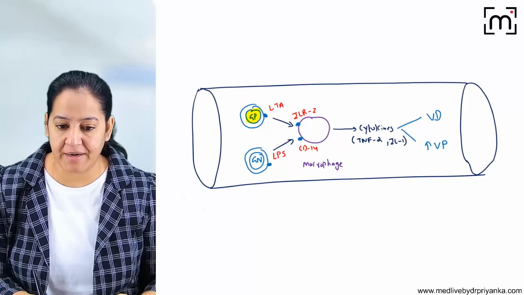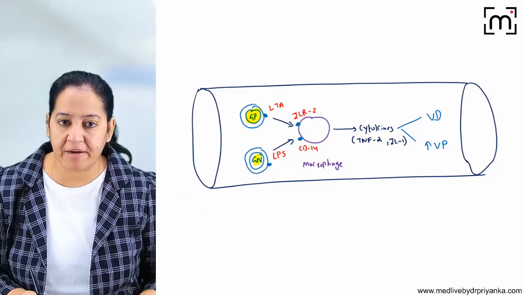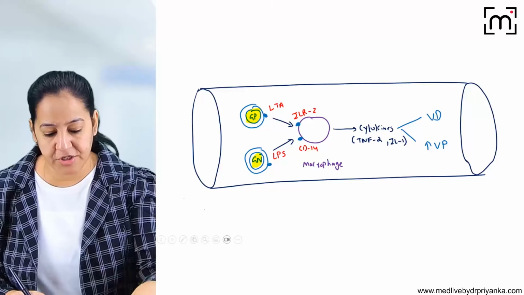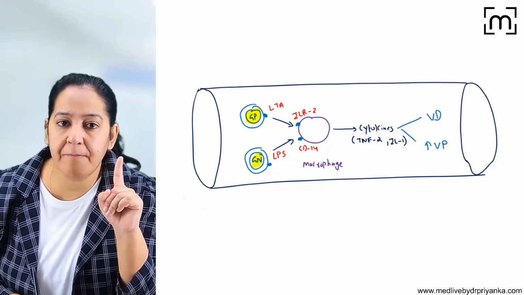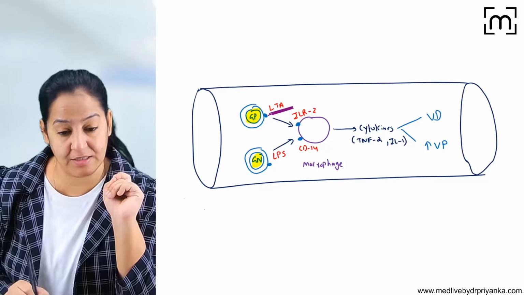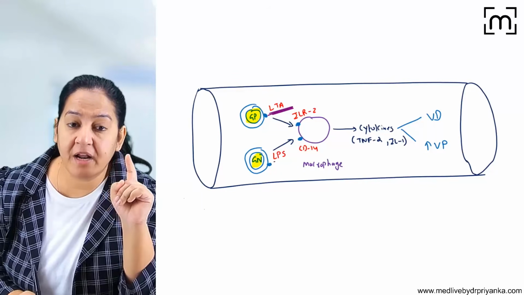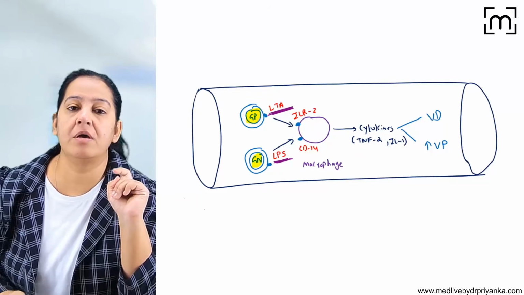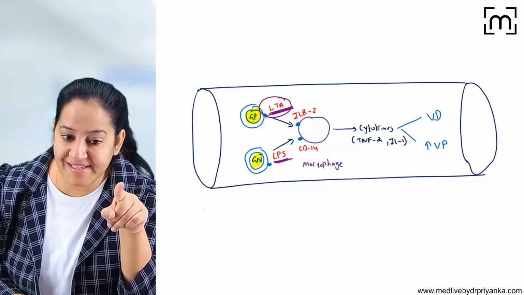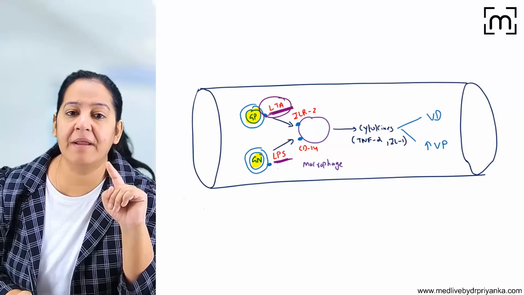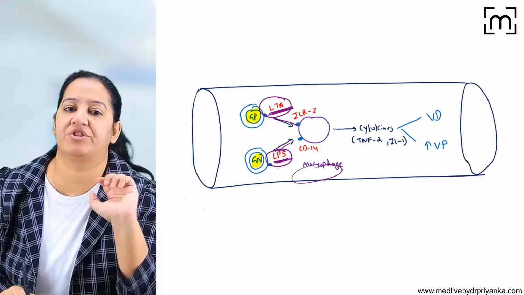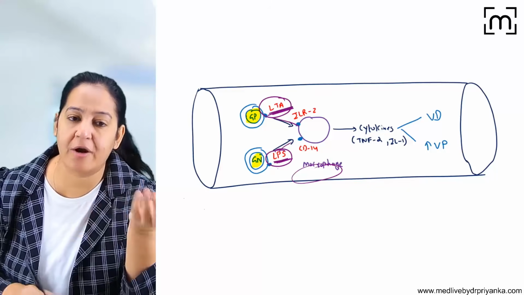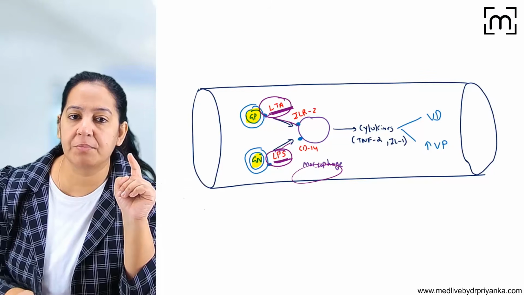Imagine this is gram-positive bacteria present in the blood, or gram-negative bacteria present in the blood. Both gram-positive and gram-negative bacteria have a cell wall. In gram-positive bacteria, lipoteichoic acid is present in the cell wall. And in gram-negative bacteria, lipopolysaccharide is present in the cell wall. So gram-positive lipoteichoic acid, LTA, and gram-negative lipopolysaccharide, LPS, will stimulate the macrophage. Gram-positive also stimulates the macrophage. Gram-negative also stimulates the macrophage.